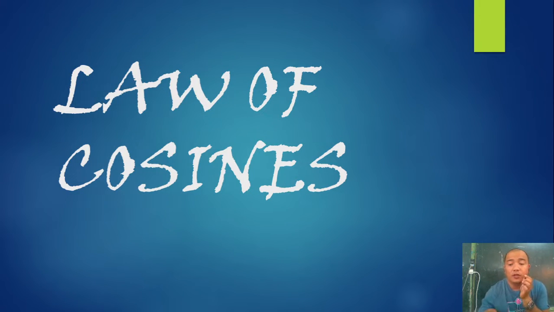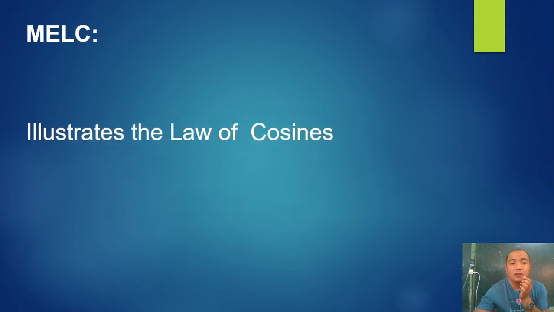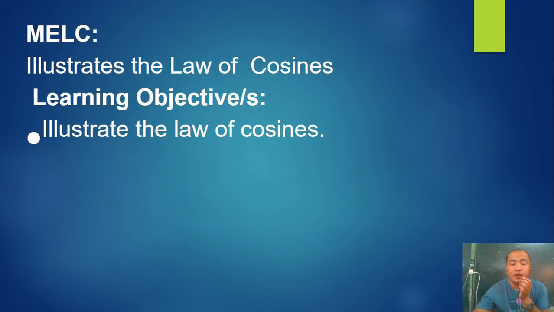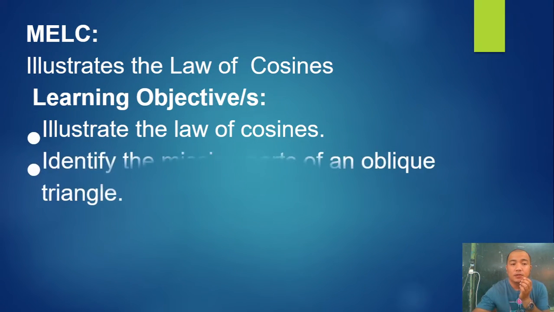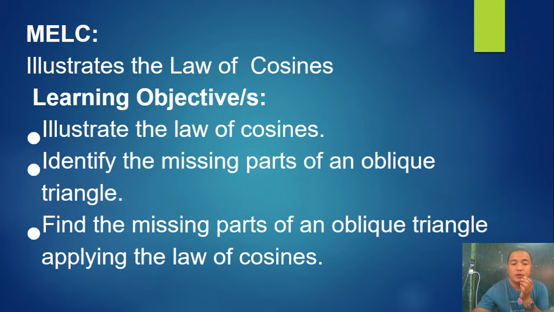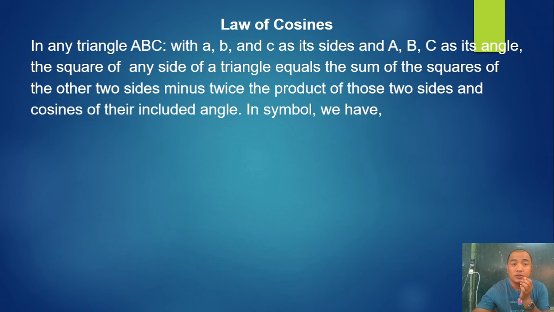We're now through with the law of sines. Our topic is the law of cosines. For the learning objectives: illustrate the law of cosines, identify the missing parts of an oblique triangle, and find the missing parts of an oblique triangle applying the law of cosines.